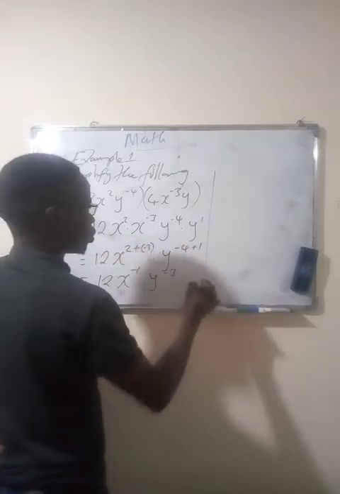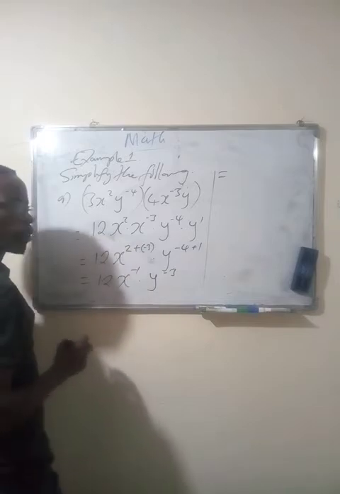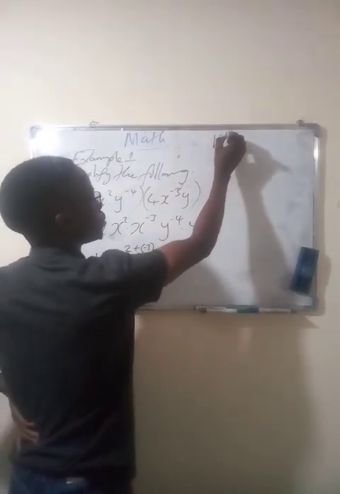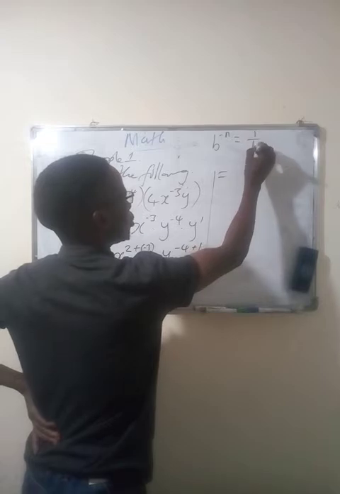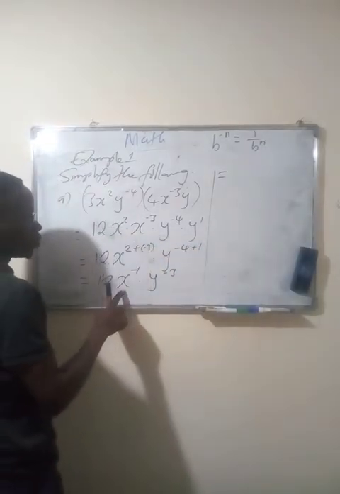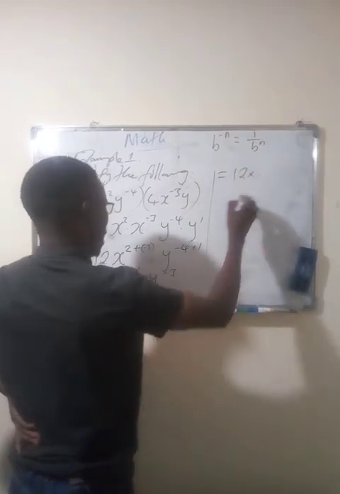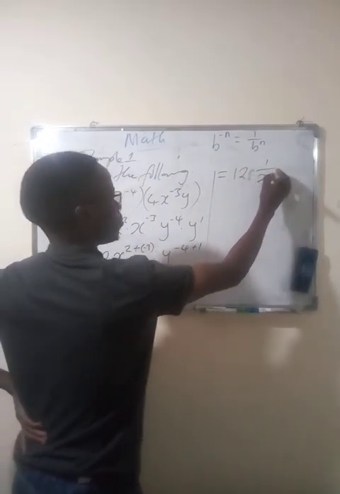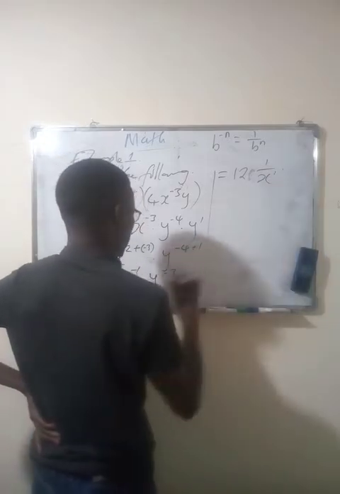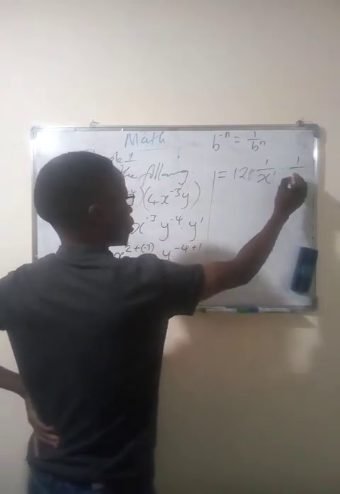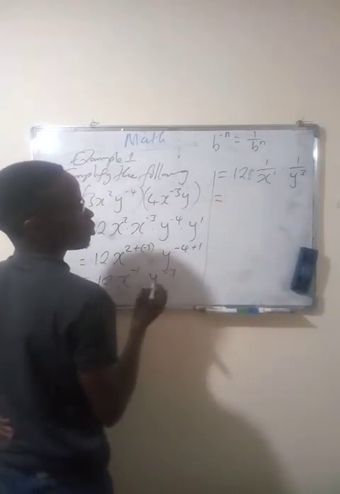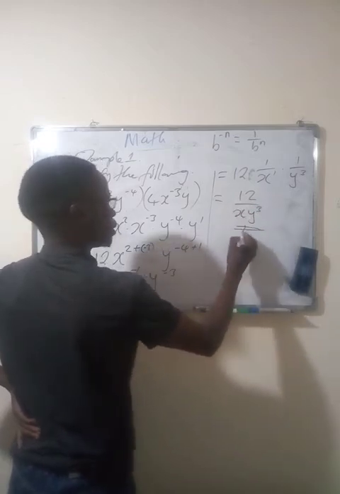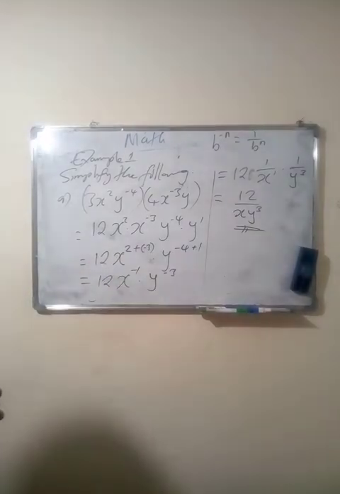Now remember this property, we said that b to the power negative n is equal to 1 over b to the power n. So here we're going to use that principle. We're going to have 12 multiplied by 1 over x to the power 1, and also multiplied by 1 over, or rather divided by, y to the power 3. So this is then equal to 12 divided by x y to the power 3. That is how we answer such a question. We are simply applying the few principles that we have talked about.